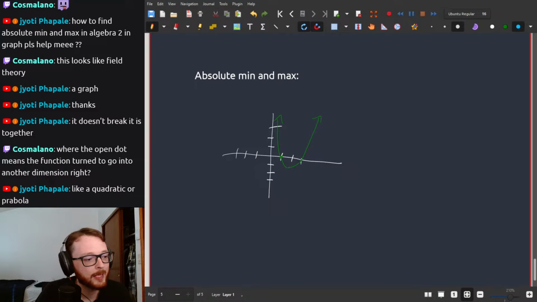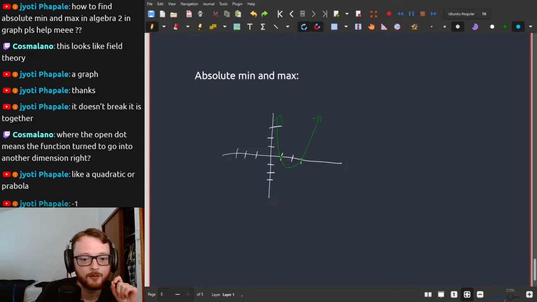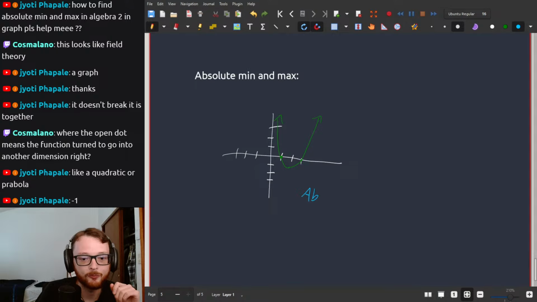If you want to find the absolute minimum or maximum of this graph, let's start with the absolute minimum. So absolute means taken over the entire graph, the lowest it ever goes. So the lowest it ever goes here is that point right there, the vertex of it. Since I put scaling on the graph, we can just look at it and say exactly that the absolute min is -1.